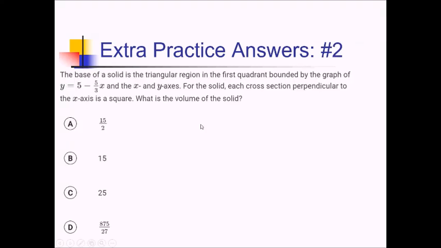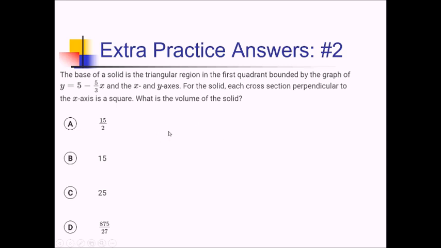For this no calculator problem, the base of a solid is the triangular region in the first quadrant, bounded by the graph of this line, the x-axis and the y-axis. For the solid, each cross-section perpendicular to the x-axis is a square. What's the volume of the solid? So we have this triangular region, and on each of the vertical heights in this region, we have squares growing three-dimensionally. To find the volume of the shape formed from all this, we just need to find the area of a square in terms of x, and then integrate that from left to right.